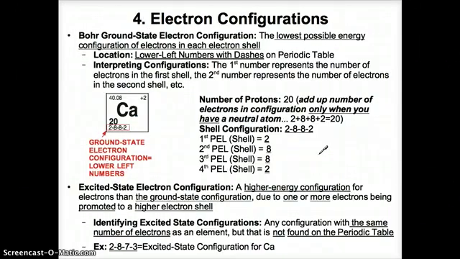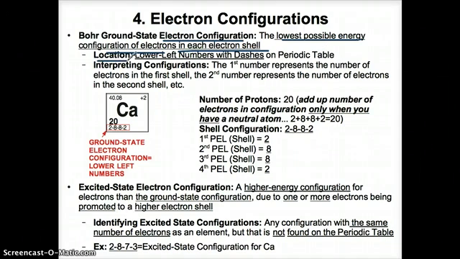Speaking of how we arrange or configure electrons, let's talk about the two types of electron configurations associated with the Bohr model: the Bohr ground state electron configuration and the Bohr excited state electron configuration. Now, the Bohr ground state electron configuration for an atom represents the lowest possible energy configuration of electrons in each electron shell, because you place the electrons in the lowest possible energy levels.